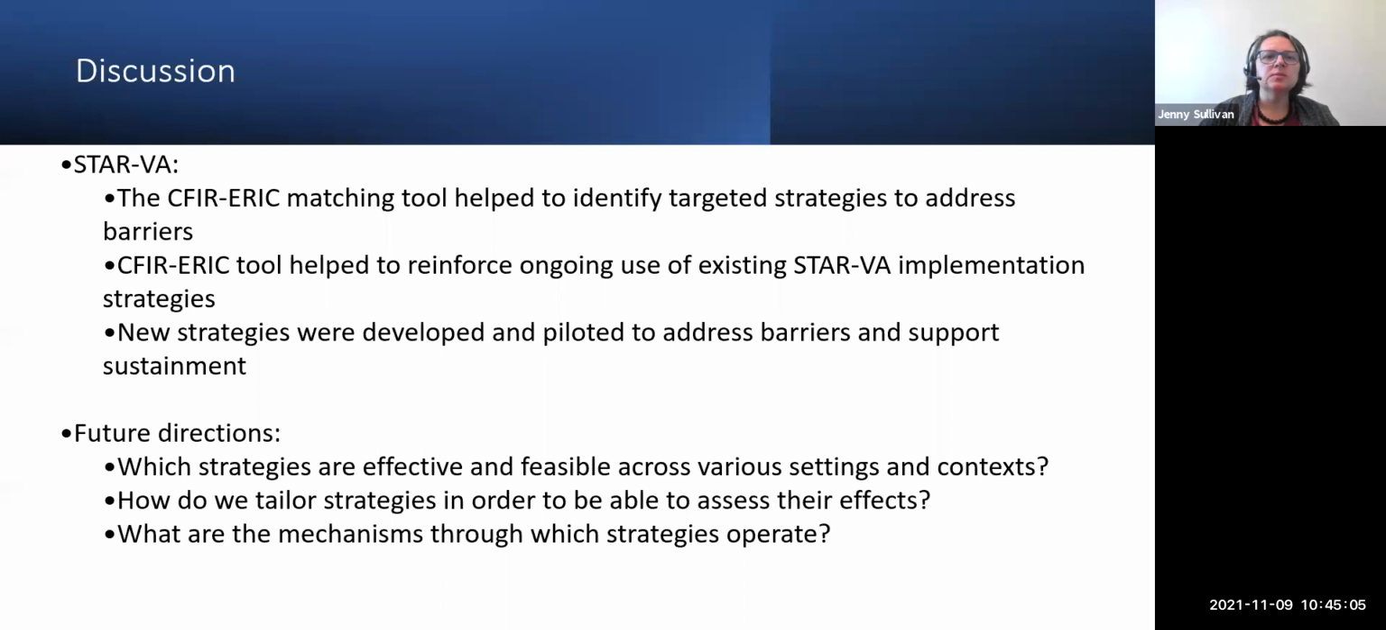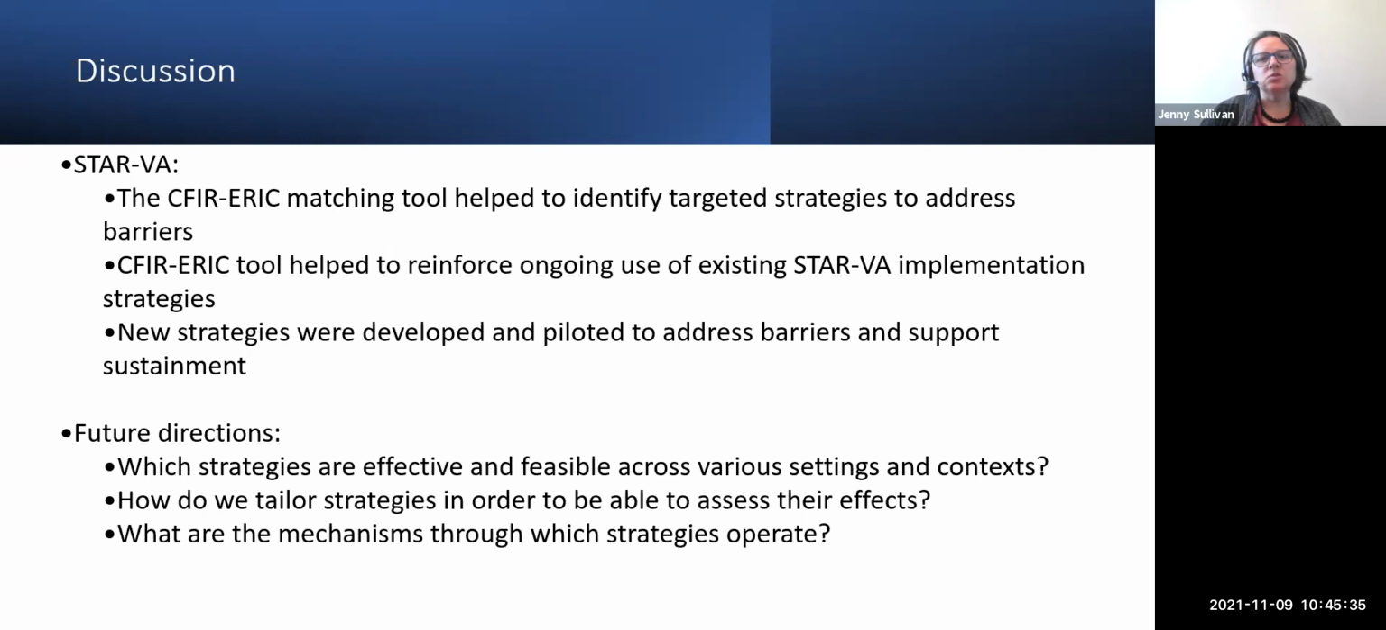So in terms of some discussion within the STAR-VA example I provided, we found the CFIR-ERIC matching tool really helped identify targeted strategies to address barriers. And it even helped to reinforce ongoing use of existing strategies that our stakeholders hadn't really thought about or named as implementation strategies in the past. So it gave them a new structure to think about their implementation efforts.